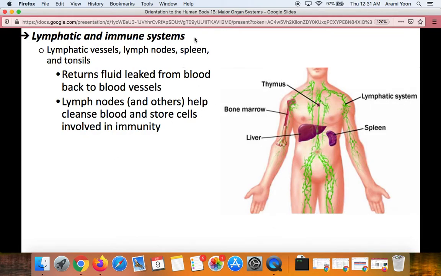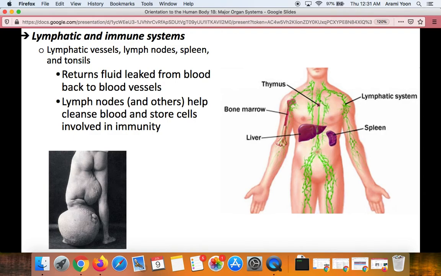Next are your lymphatic and immune systems, which normally are counted as separate things, but I'm combining them together for the purposes of this introduction. And so that would be composed of a bunch of things that include the lymphatic blood vessels, the lymph nodes, the spleen, the tonsils, and then all of the white blood cells that patrol the blood vessels in your body. And so what do these do? They return fluids leaked from the blood back to the blood vessels. They help clean blood and store cells involved in immunity, and then those immunity cells fight infections and protect your body from invaders.